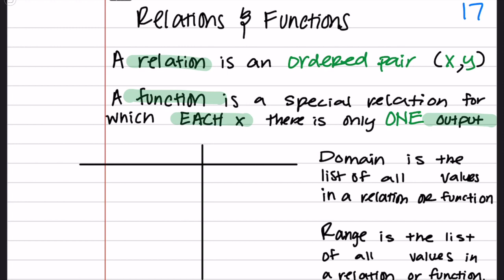Something you're also going to be talking about is domain. Now, this is the list of all of your x values in a relation or function, whereas range is the list of all your y values in a relation or function. Now, these are a lot of words to remember.